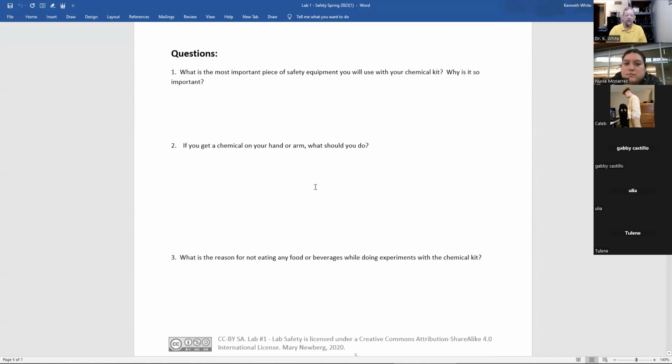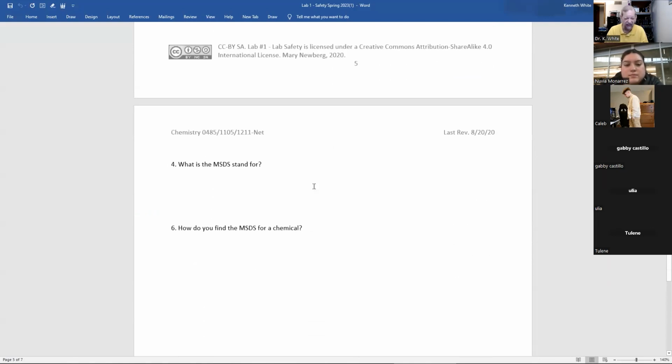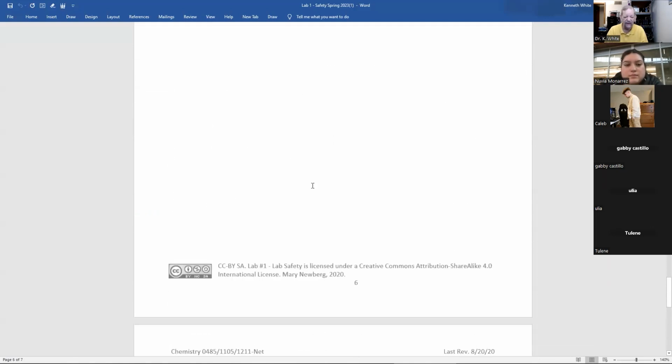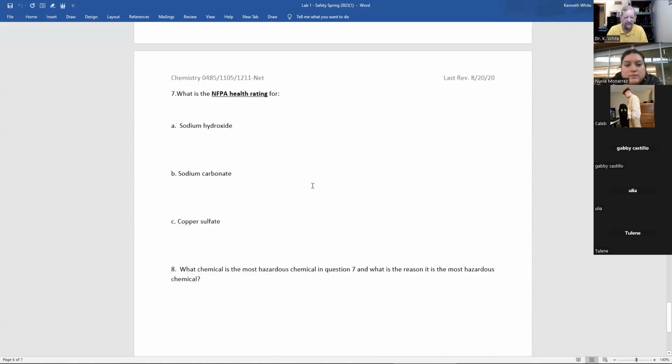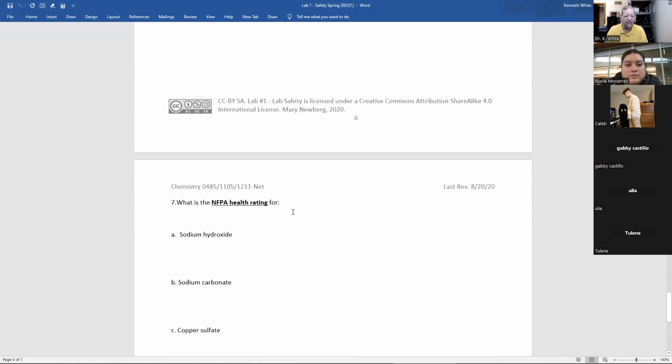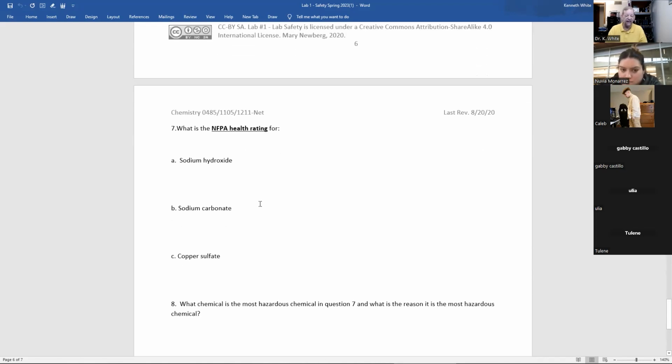Like I said, here are some questions, and if you've been paying attention, you should know how to answer them. Now, let me talk about question 7, because students interpret this wrong. Here it says, what is the NFPA health rating? Not all of them, just the health rating for sodium hydroxide. I just showed you how to get that one. Sodium bicarbonate and copper sulfate.